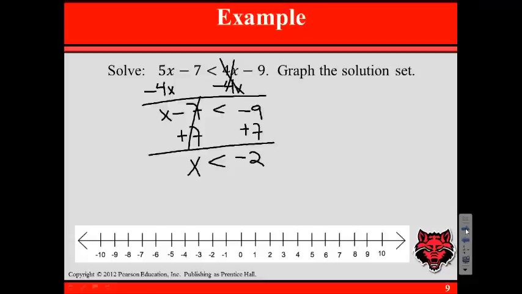Now let's note two things. Number one, we're using a symbol that does not include an equal to sign. So we're going to have an open circle at the value. We have an open circle at negative 2.